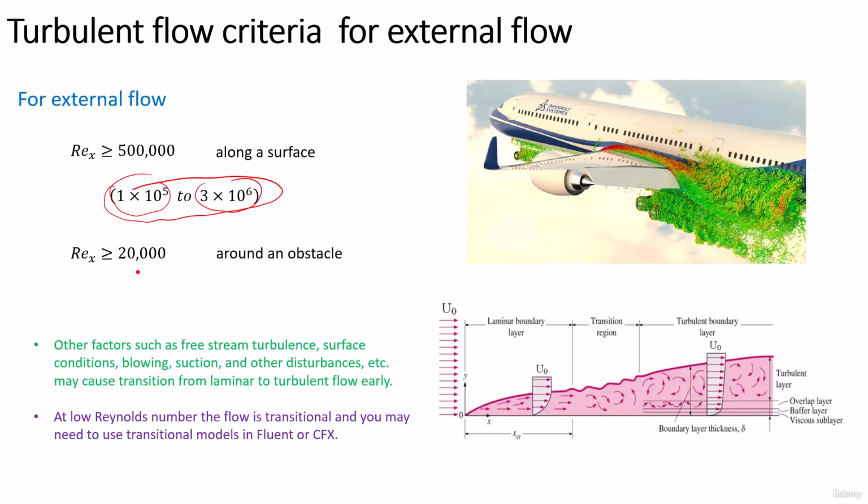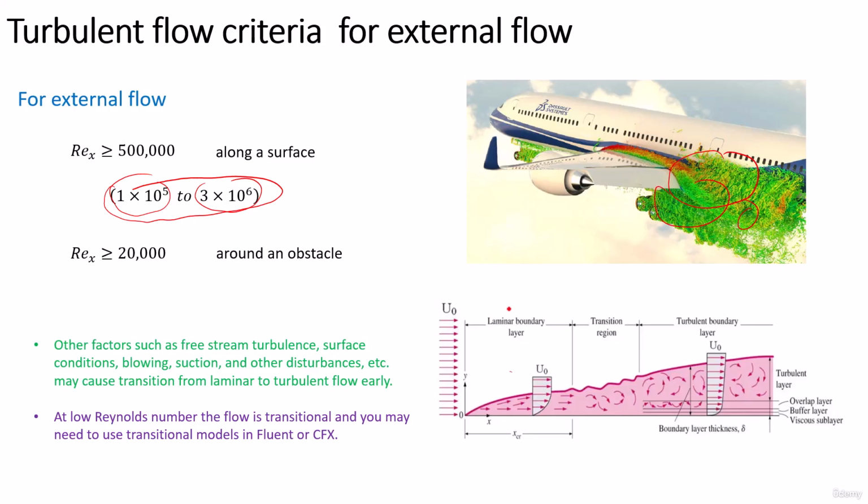And when the Reynolds number is around an obstacle, like a circular cylinder or a building, and it is more than 20,000, the flow becomes turbulent. Other things like free stream turbulence, I told you this. Surface conditions, blowing, suction, and other disturbances may cause transition from laminar to turbulent flow very early. Here you can see a simulation with the help of DNS or LES, and you can see a lot of turbulent structures on the aircraft body.